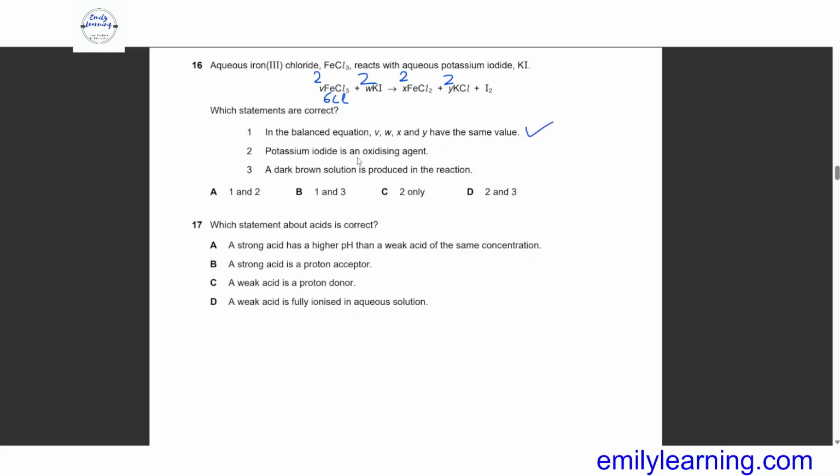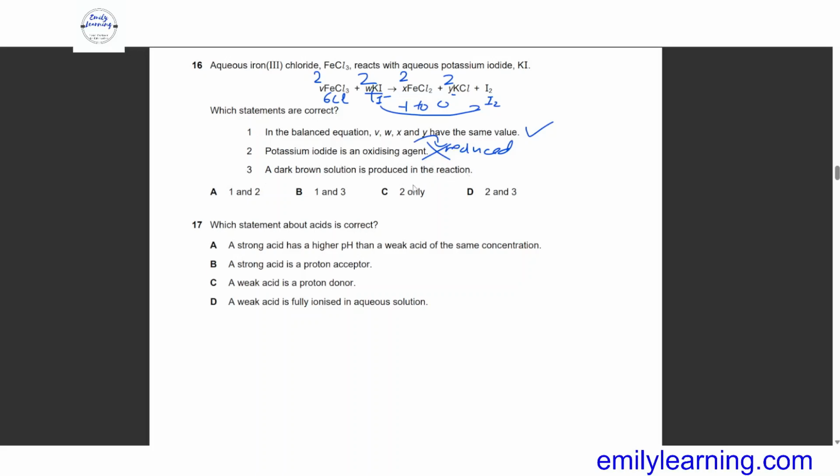Next, let's look at this. Potassium iodide is an oxidizing agent. If something is an oxidizing agent, that means it oxidizes something and it is itself reduced. So let's take a look at KI. The K is K plus, and it still remains as K plus, so nothing happens to it. Let's take a look at I. You have I minus here, and it forms I2. So in other words, potassium iodide is actually being oxidized because the oxidation state increases from -1 in KI to 0 in I2. That is an increase in oxidation state, and therefore it is being oxidized. If it's being oxidized, it's a reducing agent. So 2 is wrong.